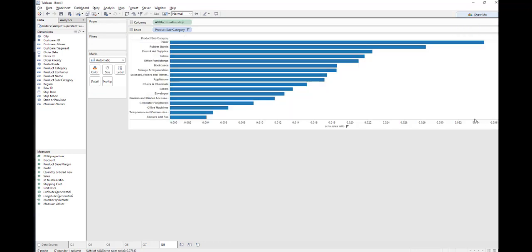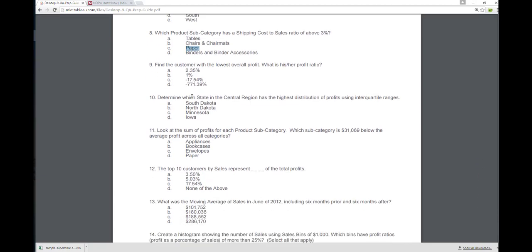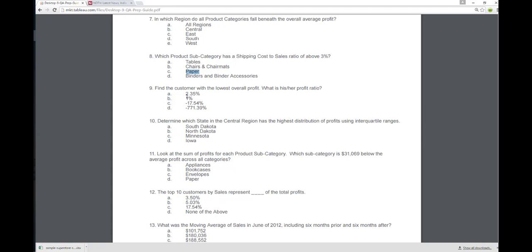If you just click Show Me and look at it, paper is my first bad one, and then it is rubber bands. So paper is the answer in this case. Let's go back, and yes, paper is the answer. So let's move on to our next question.